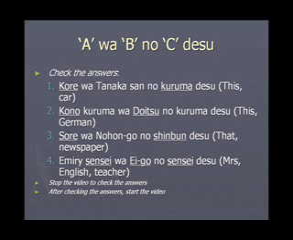Sore wa Nihongo no shimbun desu. Sore is that. Nihongo no shimbun. Shimbun is newspaper. This is a Japanese language newspaper. Emiri sensei wa Eigo no sensei desu. There are 3 blanks here. The first blank is for sensei, because Emiri is a professor. The second blank is for Eigo, because she teaches English language. And the third blank is for sensei again, because that represents her profession as a teacher. These are the right answers.